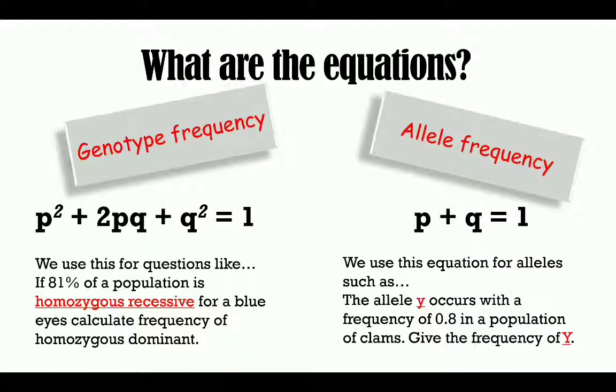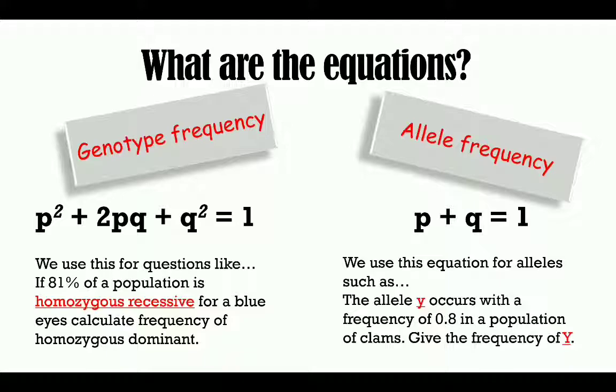So we use our genotype frequency for questions like, if 81% of a population is homozygous recessive for blue eyes, calculate the frequency of the homozygous dominant trait. Whereas with allele frequency, we use it for questions such as, the recessive allele Y occurs with a frequency of 0.8 in a population. Give the frequency of our dominant Y.